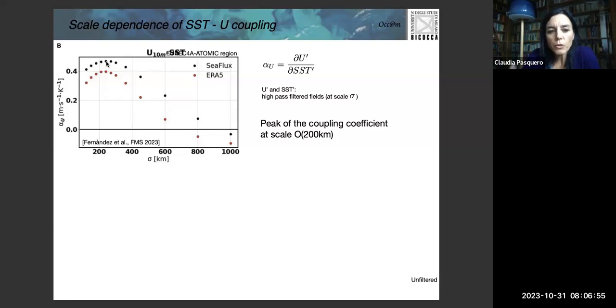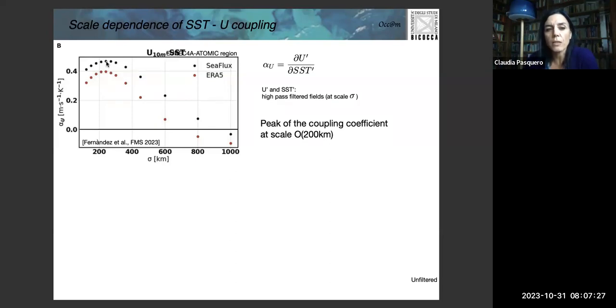So the peak is at a scale of the order of a few hundred kilometers, which is typically the mesoscale. However, I would not dare to conclude from this result that at smaller scale, the coupling between the atmosphere and the ocean becomes less strong. I wouldn't dare to do that simply because we are close to hitting the scale at which those data sets can be used.